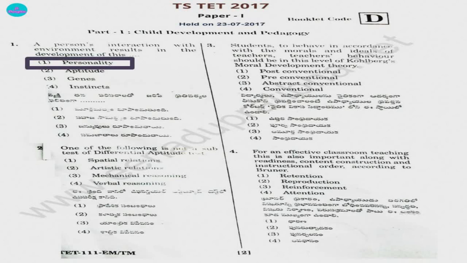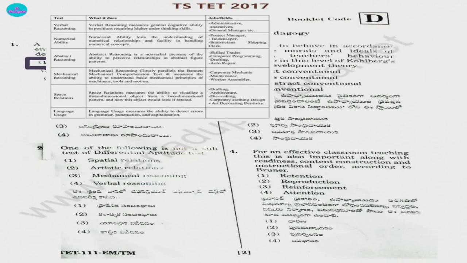The second one. Which of the following is not a subtest of the differential aptitude test: 1. Spatial relations, 2. Artistic relations, 3. Mechanical reasoning, 4. Verbal reasoning. The subtests in the differential aptitude tests are verbal reasoning, numerical ability, abstract reasoning, mechanical reasoning, space relations, language usage.